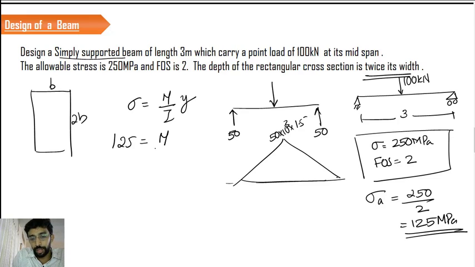So substitute the value for M, and I and y will be used like this. So you can easily calculate the value of b. You simply substitute all these things, get the value of b, and can obtain the value of d. So this is how you design a beam. It's a simple question which is used for the design of beams with the basic terminologies.